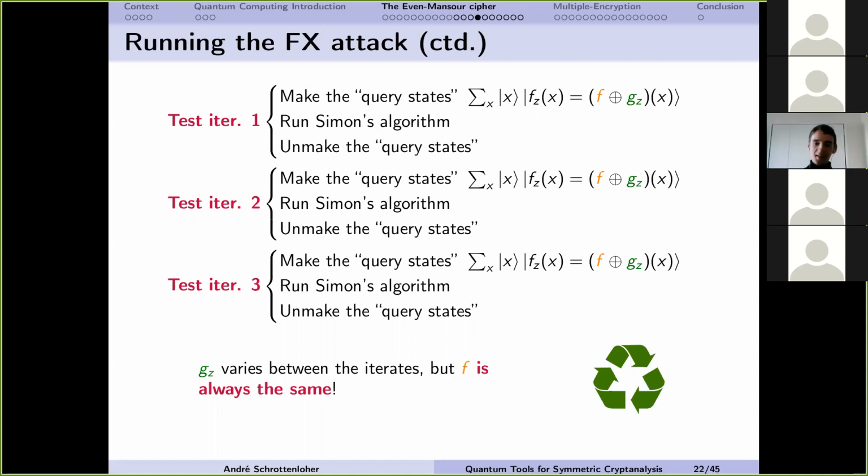And once we get to the next iteration, we create the query states again for a new guess z, because z is varying. And in Simon's algorithm, we destroy them again. We create the query states again, etc., etc. Which means that at each iterate, we are creating a query to fz by querying f, querying jz. And we're always making queries to this function f, although it doesn't change at all.